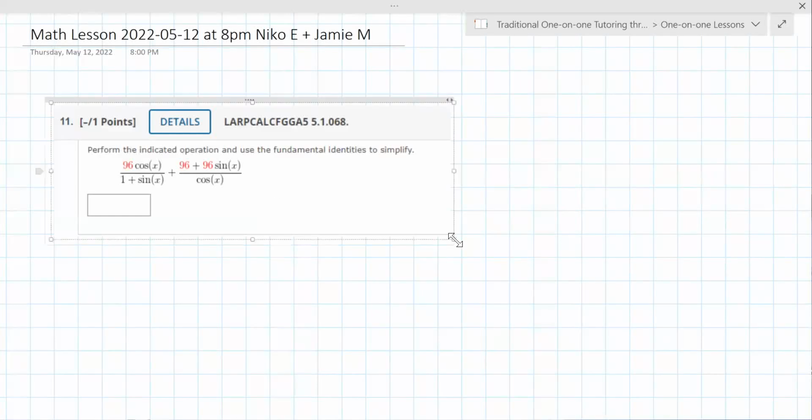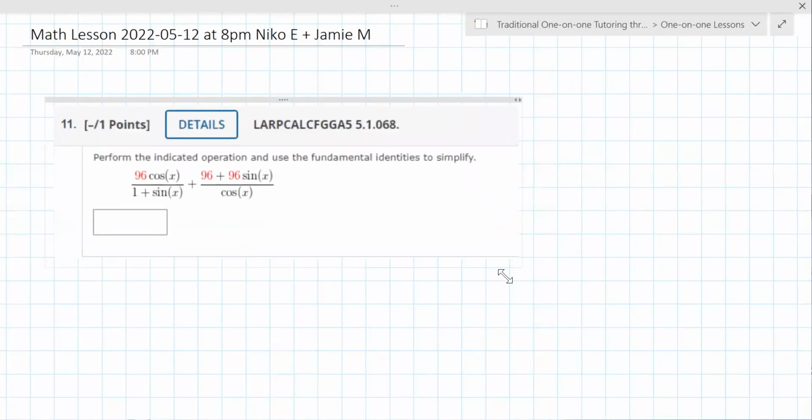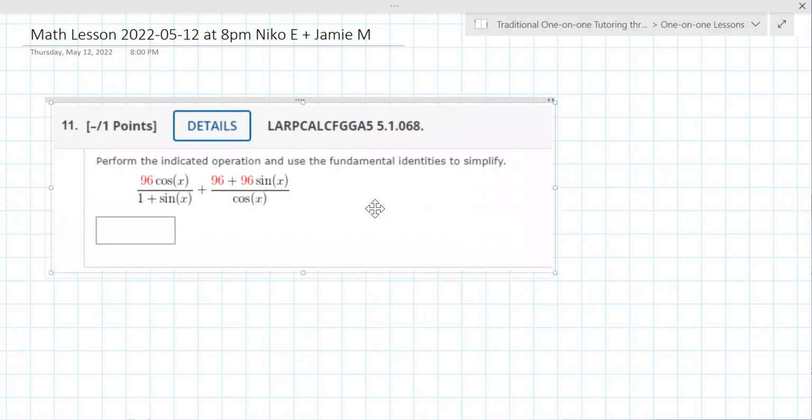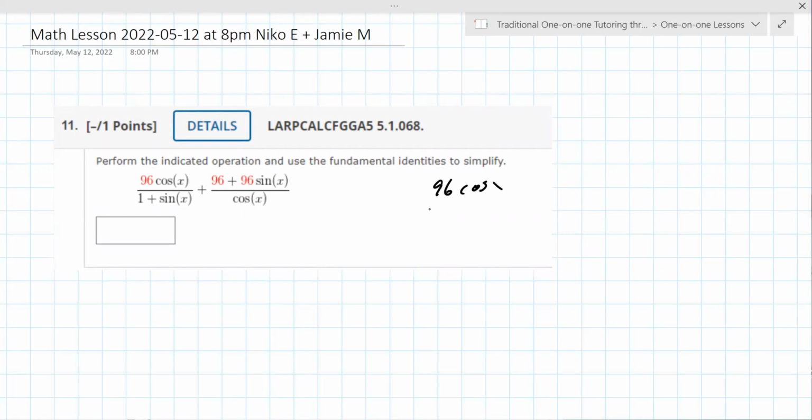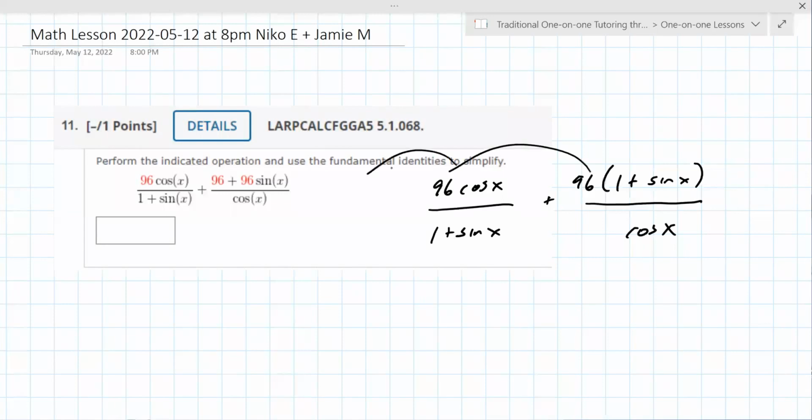First question I see, Niko, that you sent over here. Perform the indicated operation, use the fundamental identities to simplify this. So a couple things here, like this 96 is in both of these on the right. So it's 96 cosine x over 1 plus sine x plus 96 times 1 plus sine x over cosine x. And these both have a 96, so you can factor it out.